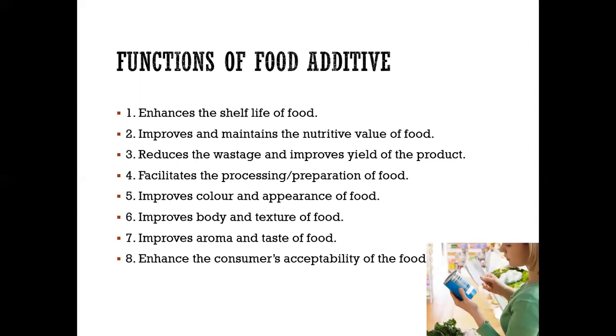Sometimes to prolong the life of the foods, so that wastage is reduced. Then they facilitate the processing or preparation of food, like anti-caking agents or leavening agents. They improve color and appearance of food, and of course natural and artificial coloring agents can be used. They improve body and texture of food, like when you're making bread, you add yeast to it. They also improve aroma and taste of food. Certain things like MSG can increase the taste of foods.